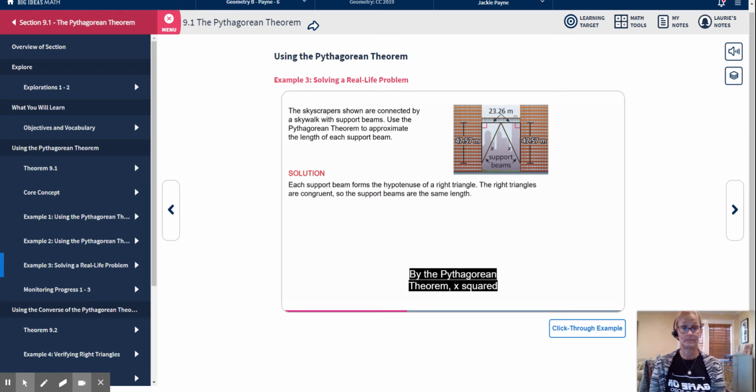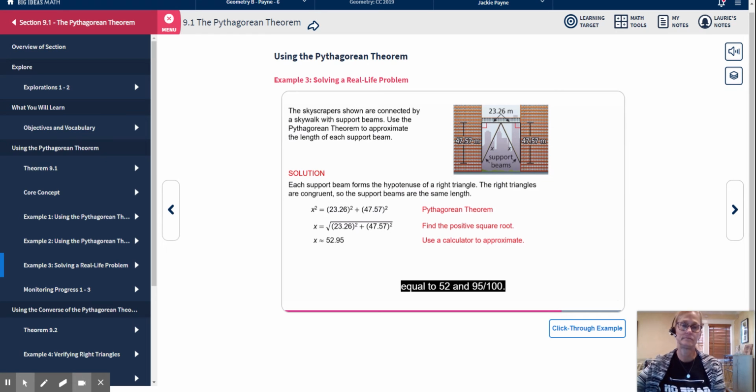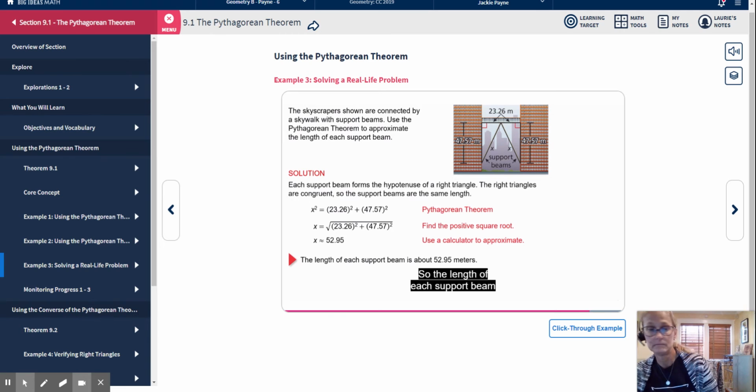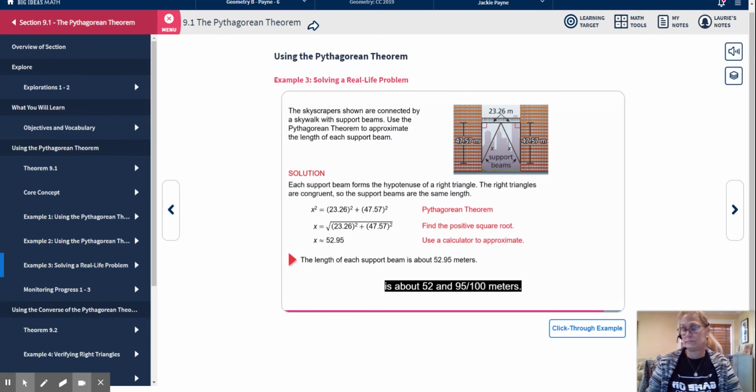By the Pythagorean Theorem, x squared equals 23 and 26/100 squared plus 47 and 57/100 squared. Next, find the positive square root of each side of the equation. This gives you x equals the square root of the quantity 23 and 26/100 squared plus 47 and 57/100 squared. Using a calculator, you get x is approximately equal to 52 and 95/100. So, the length of each support beam is about 52 and 95/100 meters.